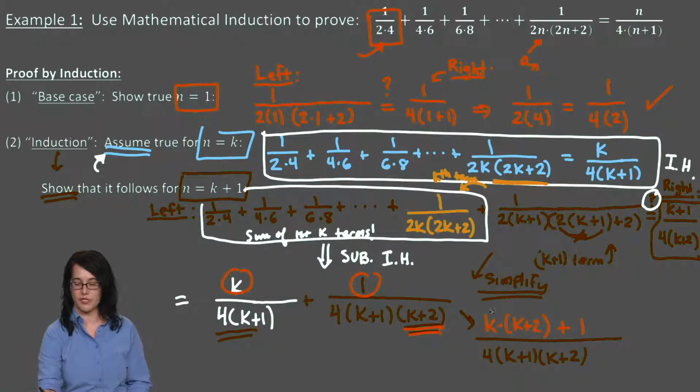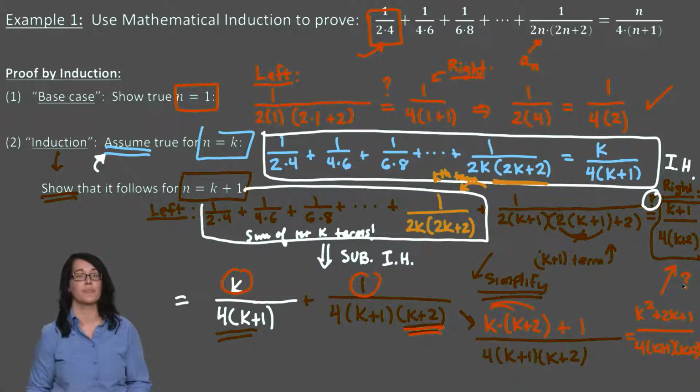So let's do a quick distribution. K squared plus 2k plus 1 would be our numerator there. K squared plus 2k plus 1 over 4 copies of k plus 1, k plus 2. I know it's a little tedious, a lot tedious. The question is, does that equal the right-hand side? And we have it in the box here. Does that truly equal the right-hand side?